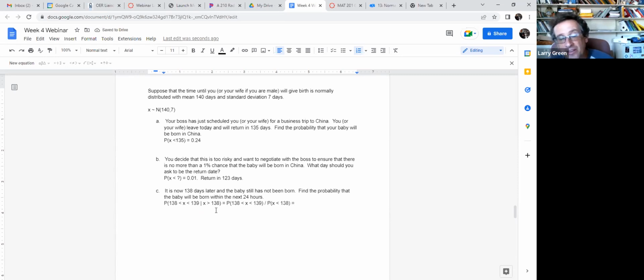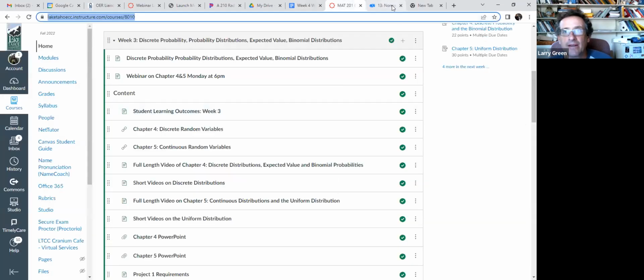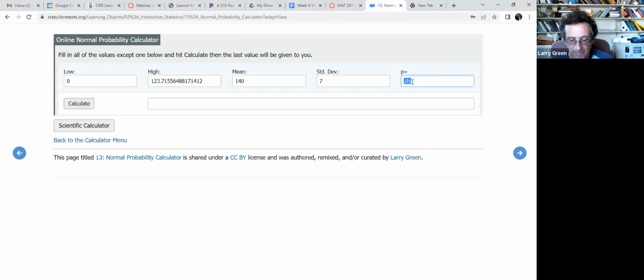And now the rest is calculator work, 138 to 139. Now we just do that. We don't know P. Low is 138. High is 139. And I hit calculate. 0.0557.